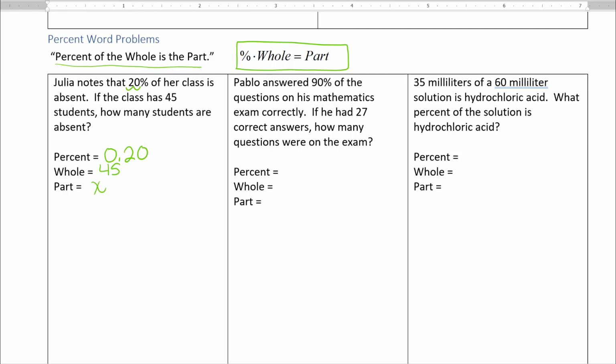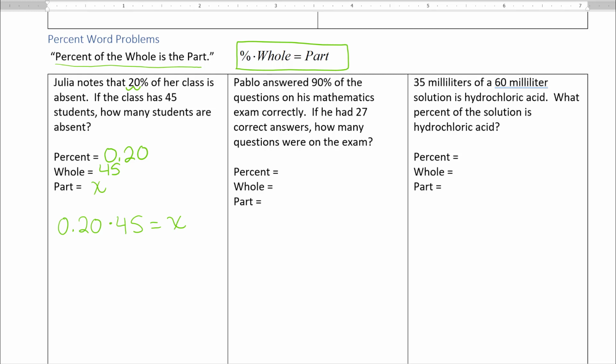So I have 0.20 for the percent. The whole class is 45. The number that are absent, we don't know. We're trying to find it out. Now we have this percent times whole equals part equation. So the percent is 0.20 times the whole number, which is 45, equals the part, which in this case is X.